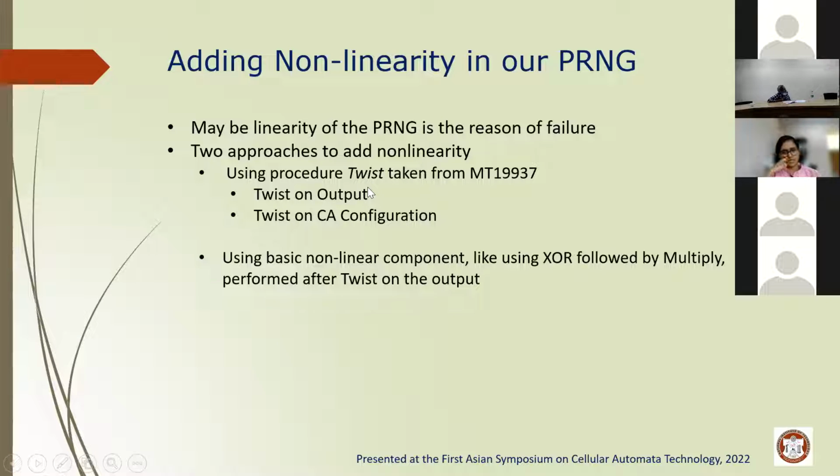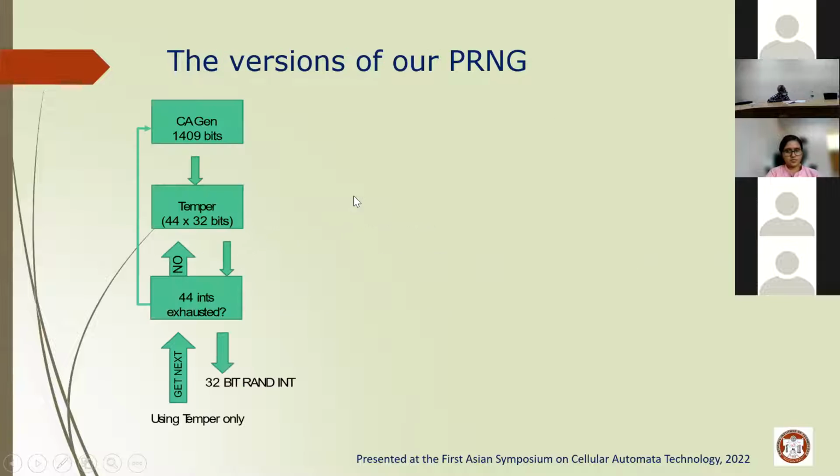And another one is using basic nonlinear components like sort followed by multiply, which we can perform after twist on the output, not on the CA configuration. We have done this. Now, first we want to show the result of the application of twist.